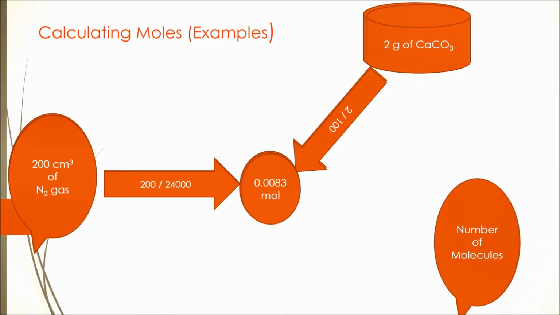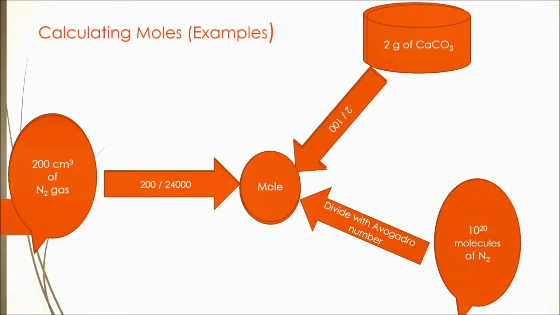And another, when you have a certain number of molecules of some substance and convert this into respective moles, you will divide with Avogadro number. Example, we have 10 to the power 20 molecules of nitrogen gas, then this number of molecules is to be divided with Avogadro number, which is 6.02 to the power 23, and we finally get mole. So here you see in all three ways we are doing the same thing. We are dividing with the homogeneous thing to calculate mole.